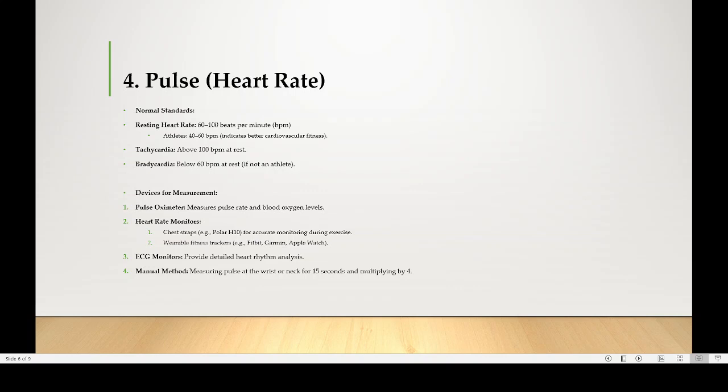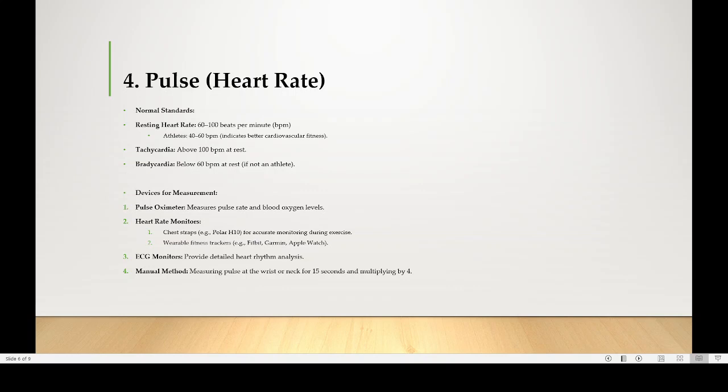Then wearable trackers are there. Already we have seen Fitbit, Garmin, Apple Watch, all will be having heart rate monitors. Then ECG monitor, that will be providing the heart rhythm. Then the manual method: measuring the pulse at the wrist or neck by placing the finger for 15 seconds and multiplying by 4.